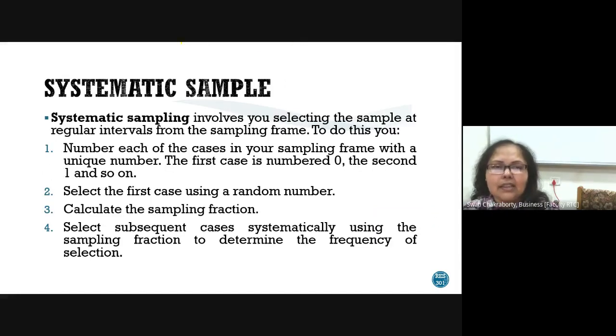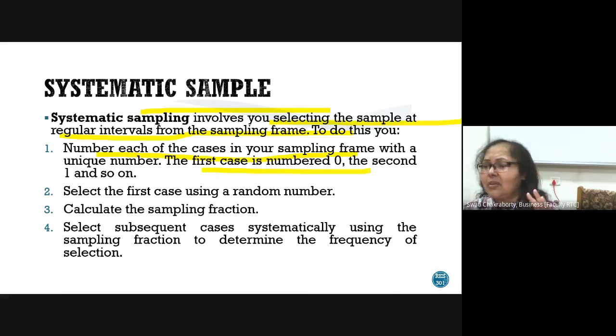Next comes systematic sample. What is it? It involves selecting the sample at regular intervals from the sampling frame. So what do you do? Number each of the cases in your sampling frame with a unique number. The first case is numbered 0, the second one is 1, 2. The first case you will choose using a random number, and then calculate the sampling fraction. Then select subsequent cases systematically, using the sampling fraction to determine the frequency of selection.